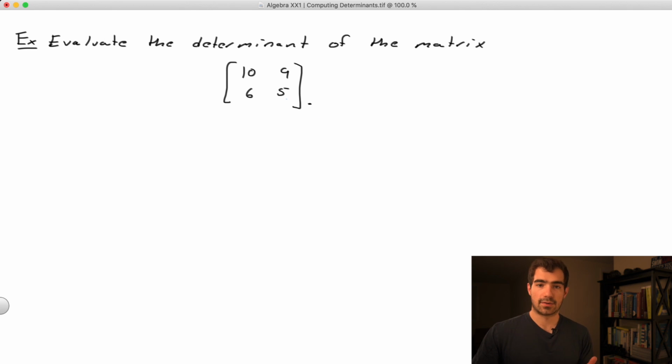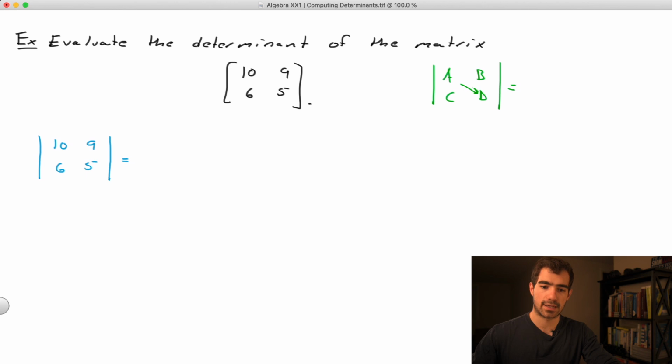So let's say we have a matrix 10, 9, 6, 5. Just a 2x2, we've got 2 rows and 2 columns, and we want to take the determinant of that. So again, we're going to write this with the vertical bars here. And so we have 10, 9, 6, 5. And what we mean when we say this, again, for some arbitrary matrix, I'll call it A, B, C, D this time, we're just taking the product of this diagonal, so A times D, and subtracting the product of this diagonal, B times C.